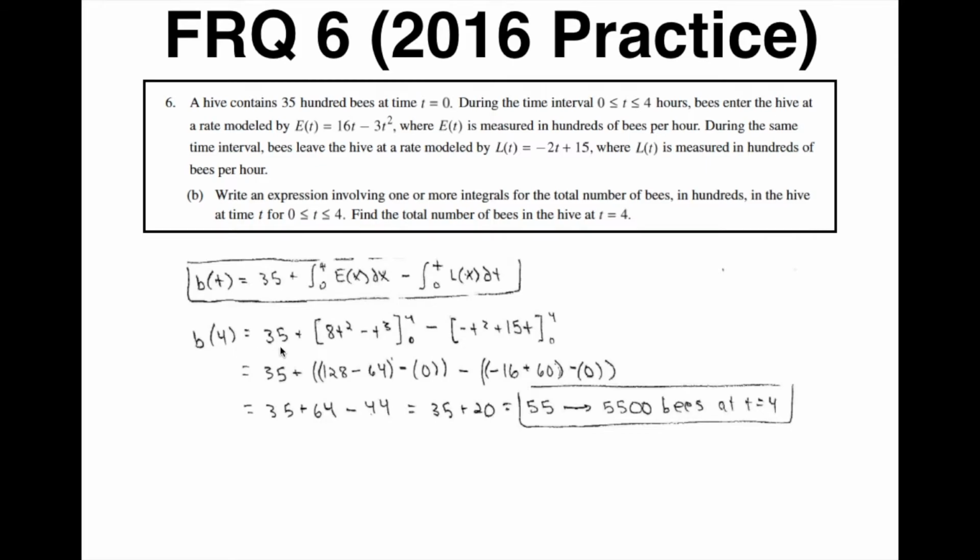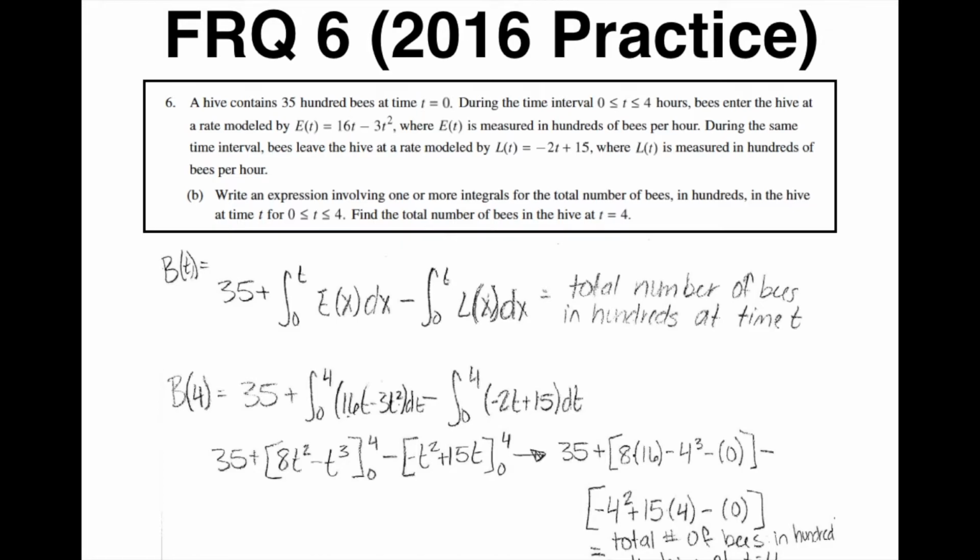So B of 4 is 35 plus the integral of 16t minus 3t squared, that's a polynomial, it's not too hard, minus the integral of negative 2t plus 15 that we did earlier, and in the end we find 55. Therefore, 5,500 bees are in the hive at time t equals 4. One point for setting up the integral correctly, one point for finding the integrals, and one point for the final answer.